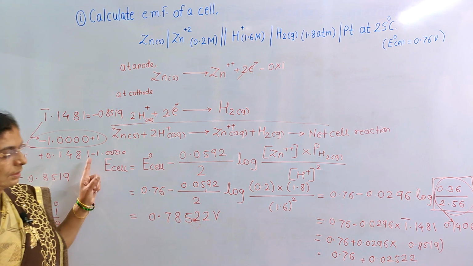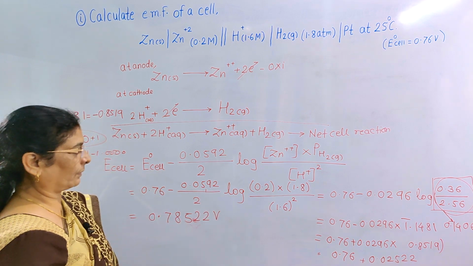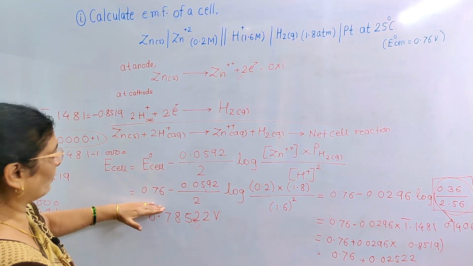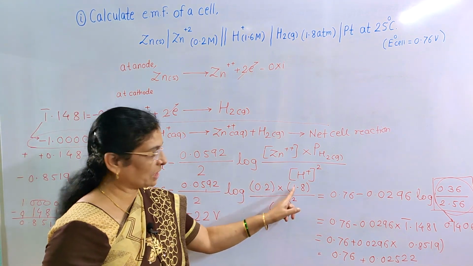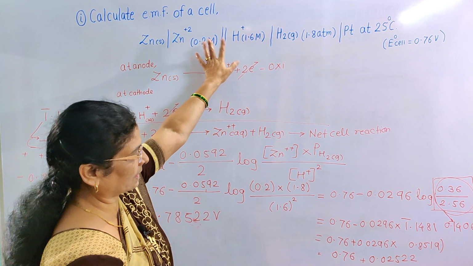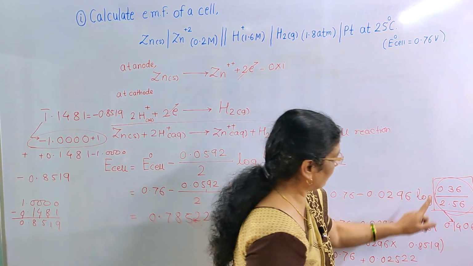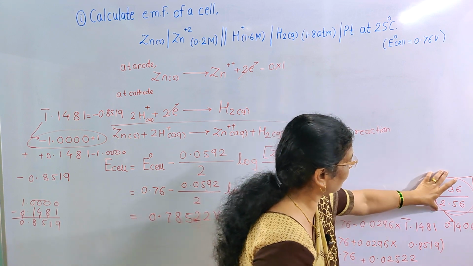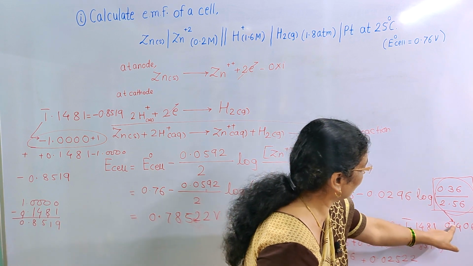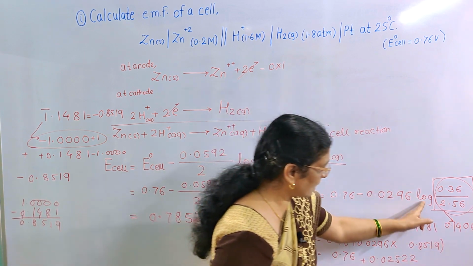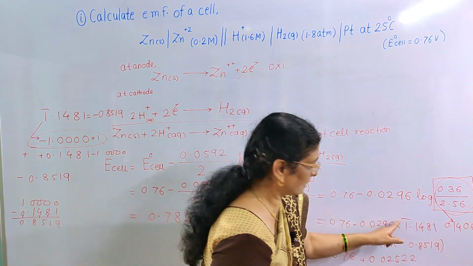See here, the important step is that these values are directly given to you. Up to this point there is no problem: E0 cell is directly given to you. The concentrations and pressures are directly given in this expression for the EMF of the cell, but in the calculation you have to consider the log of this value. We have calculated this value separately, and it is equal to 0.1406. We have to take the log of this 0.1406 in this calculation.